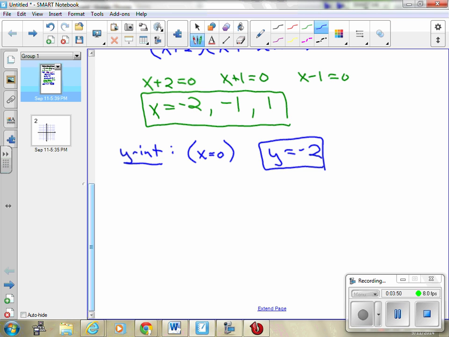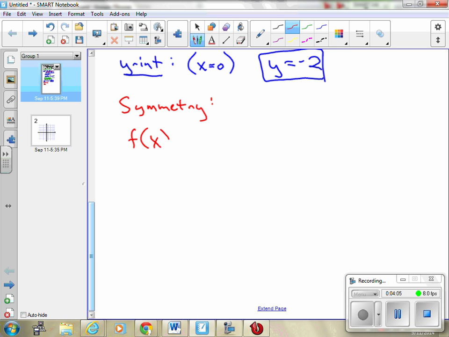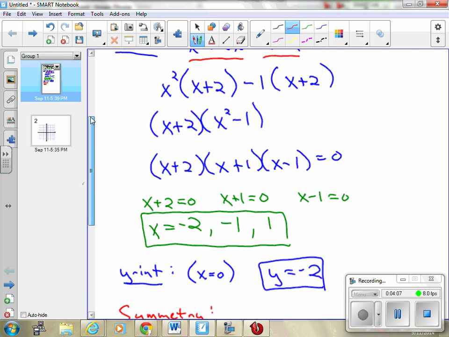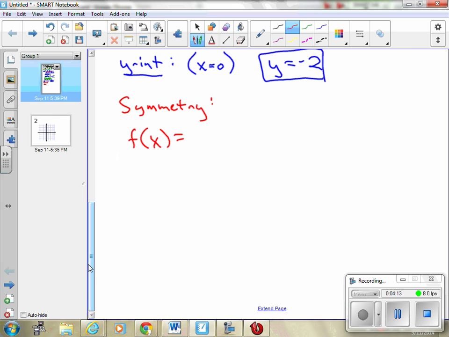Now, symmetry. We haven't talked about it since chapter 1, but sometimes having a little knowledge about symmetry will help us out. Other times it won't. So what I'm going to do is figure out, based on the original function, our original function up on top here was x cubed plus 2x squared minus x minus 2. I'll write that here.